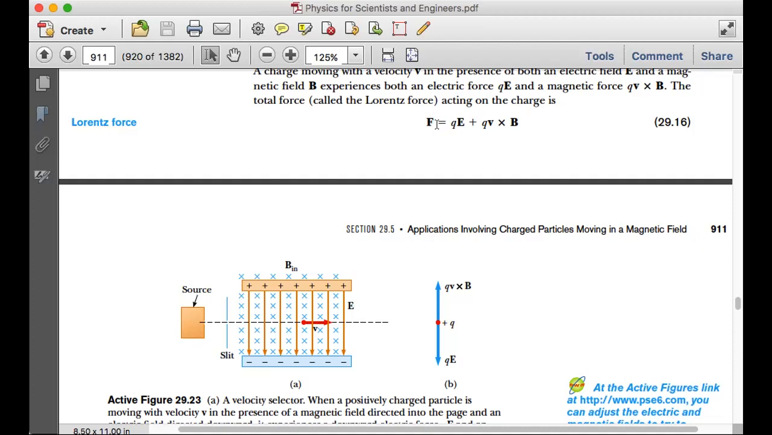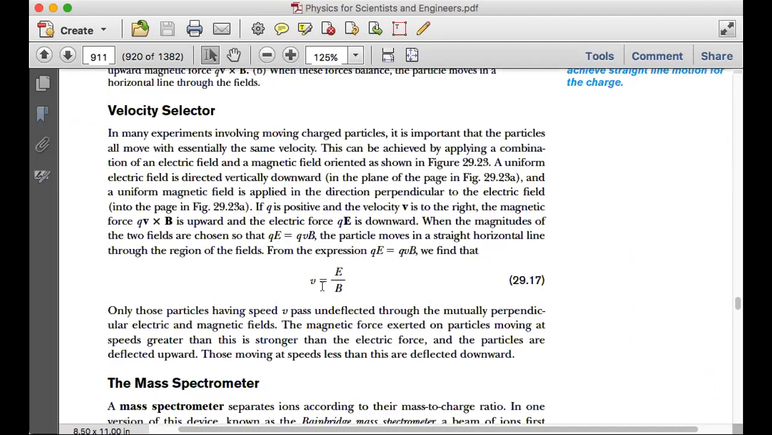So the resultant of the electric force plus the magnetic force equals 0. If we take the magnitude, then the magnitude of the magnetic force equals the magnitude of the electric force. Then we get this equation: V equals E over B.